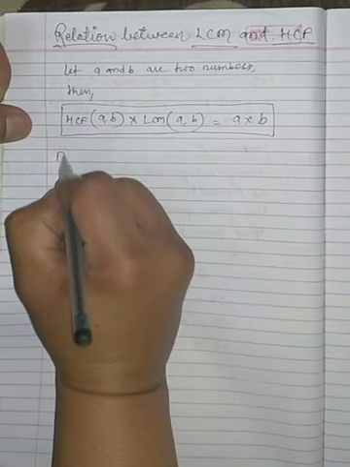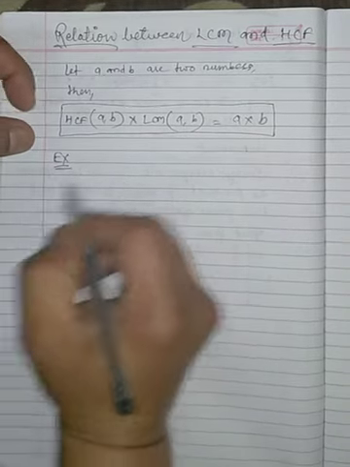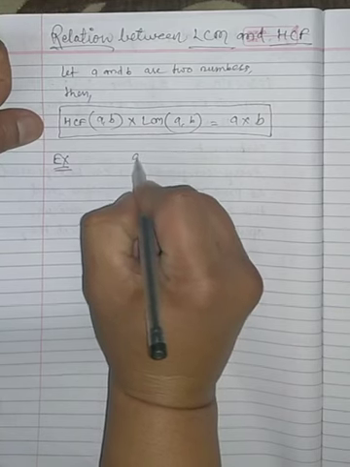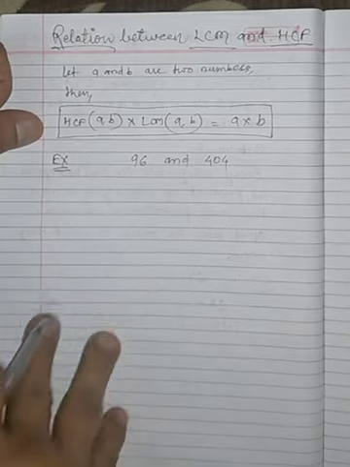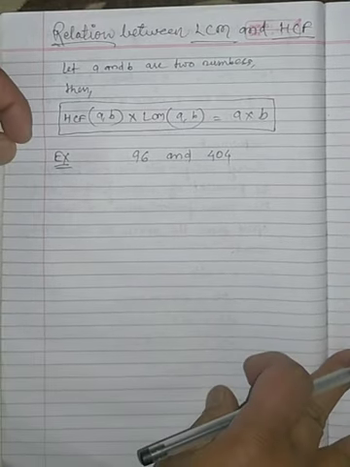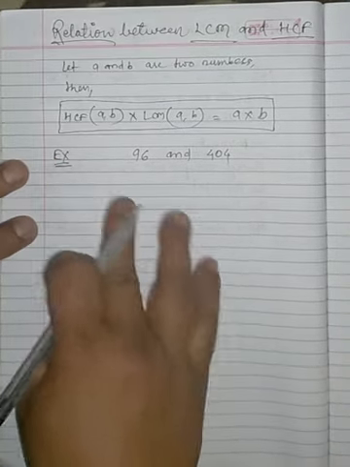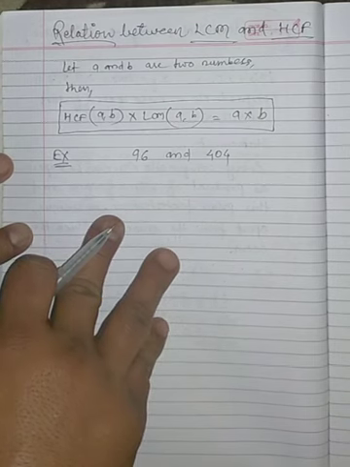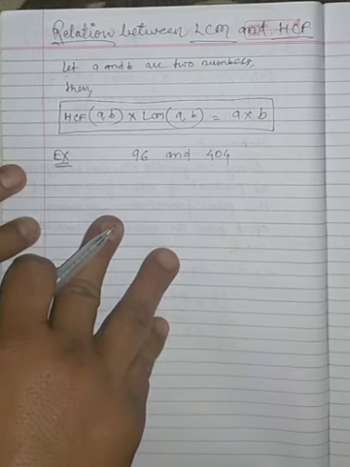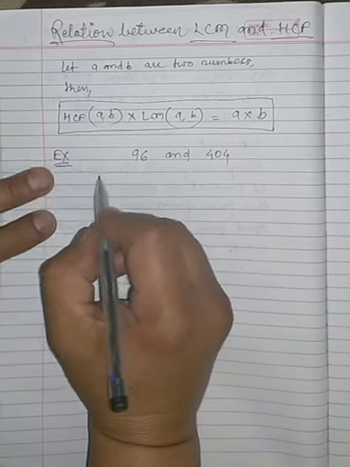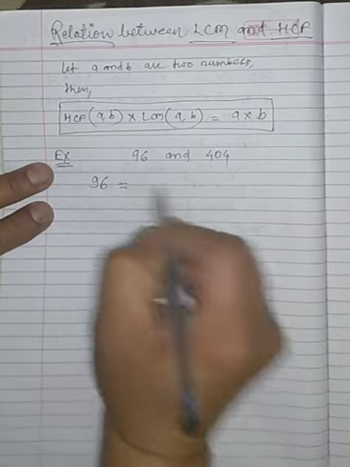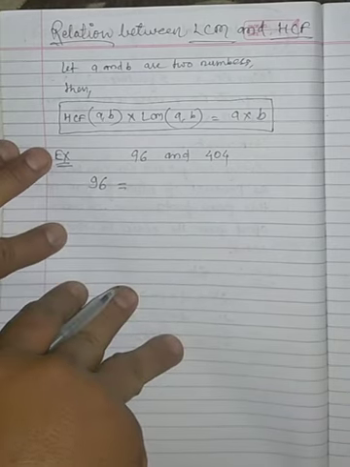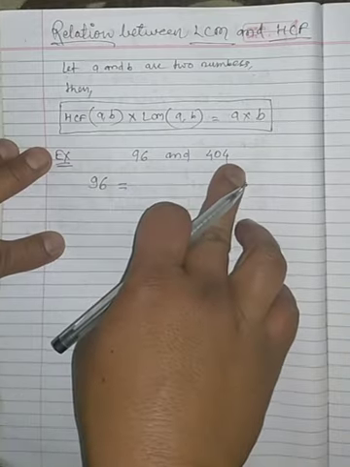Let us take an example to understand this. Suppose we have the two numbers 96 and 404. So let us find out their HCF and LCM by the fundamental theorem of arithmetic. As we know, by the fundamental theorem of arithmetic, every composite number can be expressed as a product of prime factors. So we will prime factorize both the numbers.